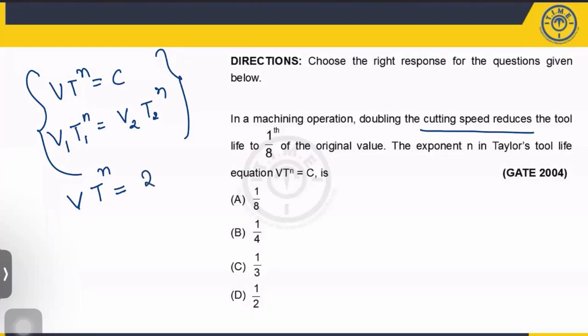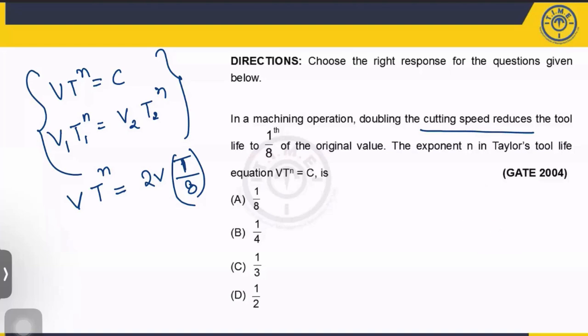That means V2 is equal to 2 times V. But the Taylor tool life is 1/8 of the original one. That means T by 8. So initially, let us suppose the tool life is, for example, 80. Now the final tool life will become 80 by 8, that is nothing but 10 minutes. Okay, so this is the meaning of the question.